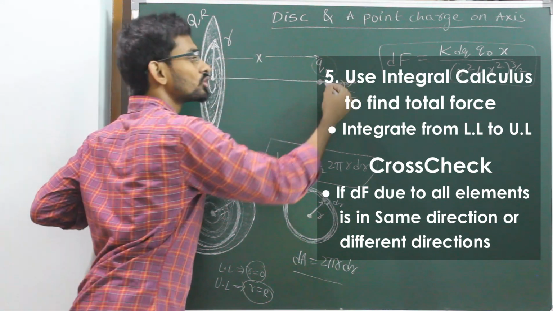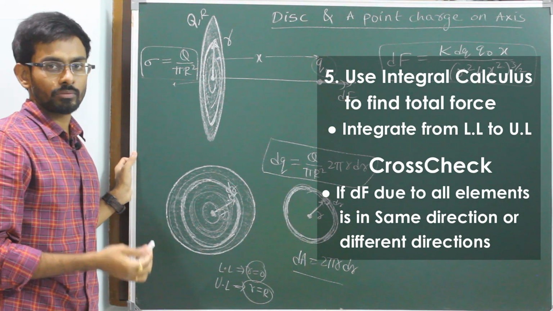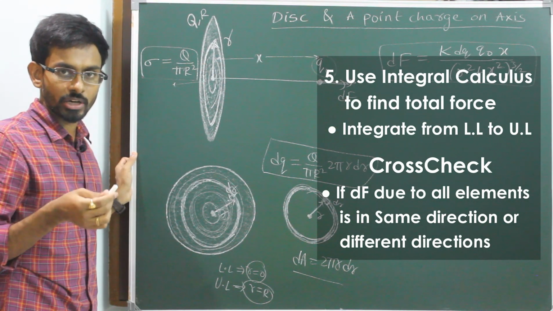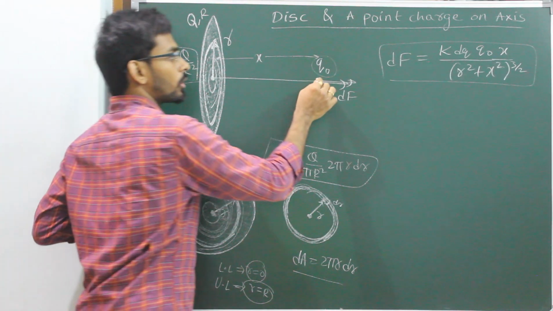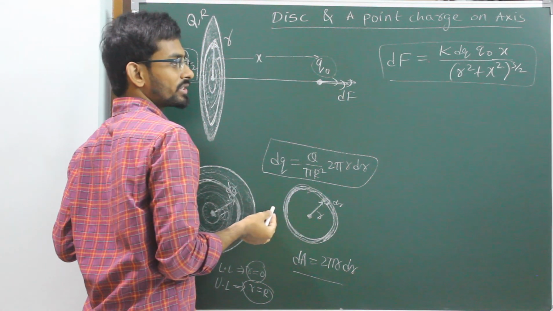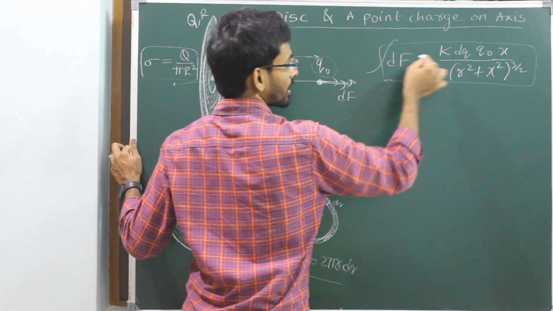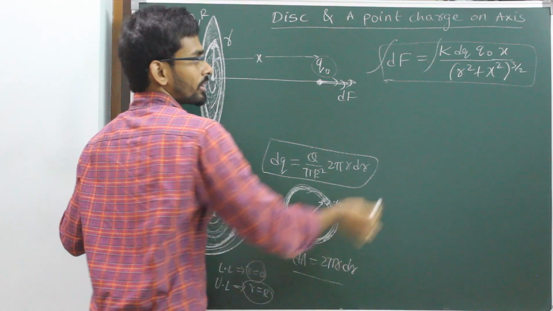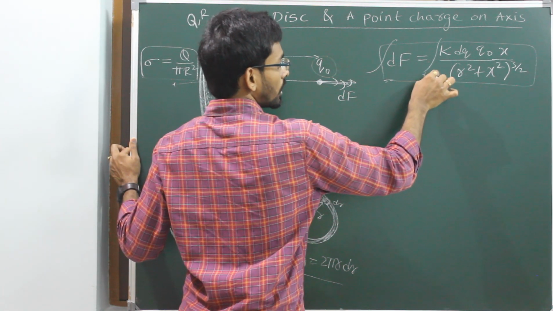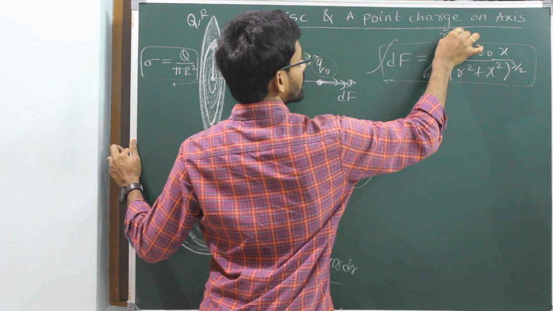Each and every force will be in this direction, along the axis. We got the y components and z components as 0. So all the forces, all the dF's, will be in the horizontal direction. So we can add them directly, we can integrate directly. What will be the limits? From r equals 0 to r equals capital R.